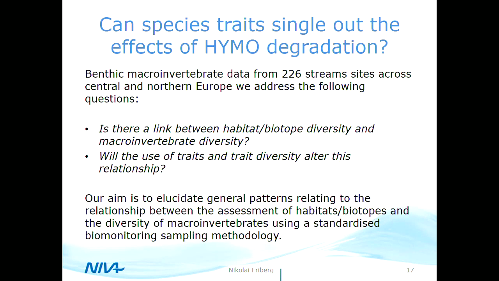So we're wondering if there was a link between habitat biotope diversity and macroinvertebrate diversity in this data set. The question is one we haven't had much support for in previous studies. And then we wanted to look at traits. Traits are directly linked to the local habitat filters and should be much stronger than identity-based taxonomy in detecting the impacts of hydromorphology. So we were trying to do this as a first step.